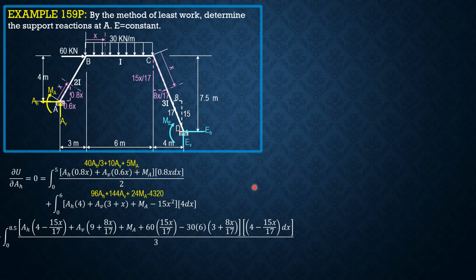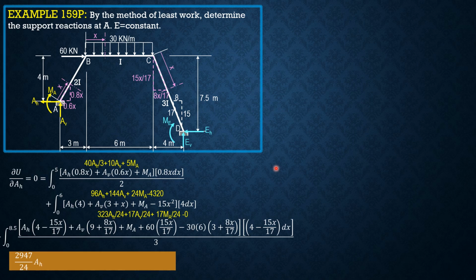The value of the integral here is 96 AH plus 144 AV plus 24 MA minus 4,320. For this last integral, we have 323 over 24 AH plus 17 over 24 AV plus 17 MA over 24 minus 0. So it was surprising that the moment due to the loading is 0 in the last segment of the beam. Combining like terms, setting up the first equation, 2947 over 24 AH plus 3713 over 24 AV plus 713 over 24 MA equals 4320. Call that equation 1.